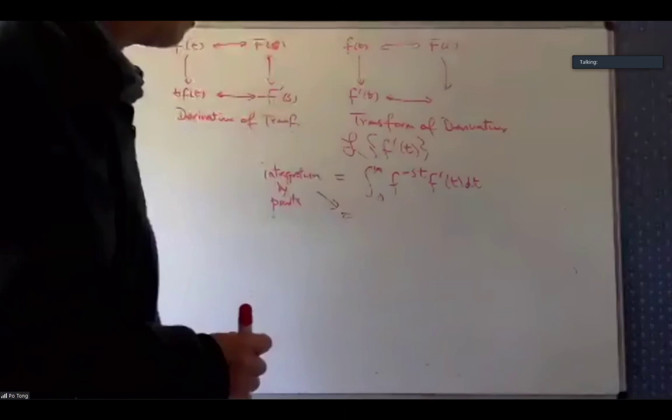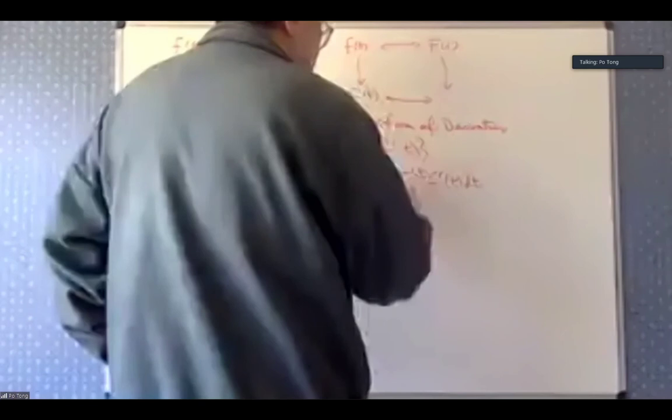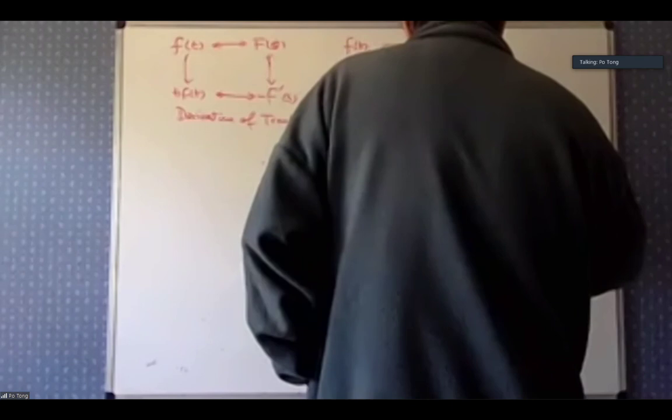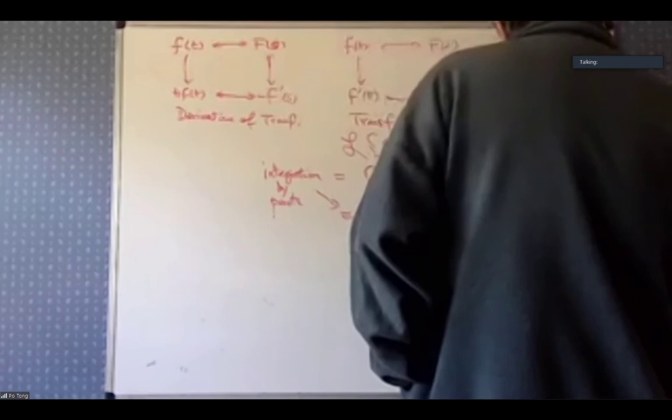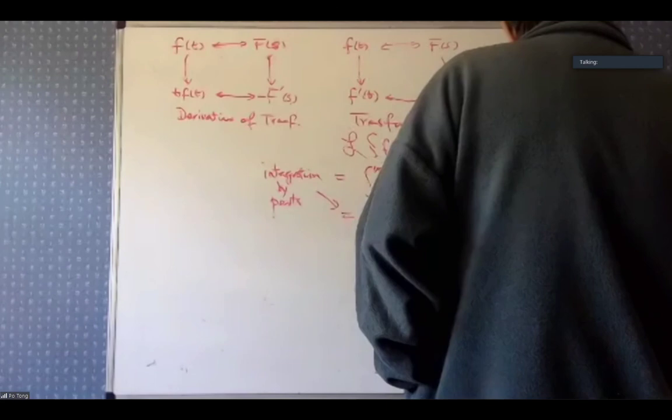We will set, this is an e, sorry, we will set u equal to this, and dv is f prime t dt. You guys understand my plan? Doing integration by parts? Okay.